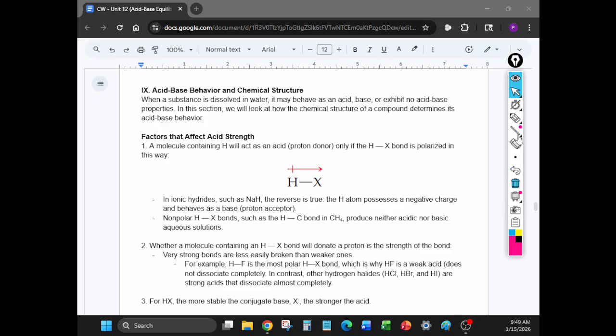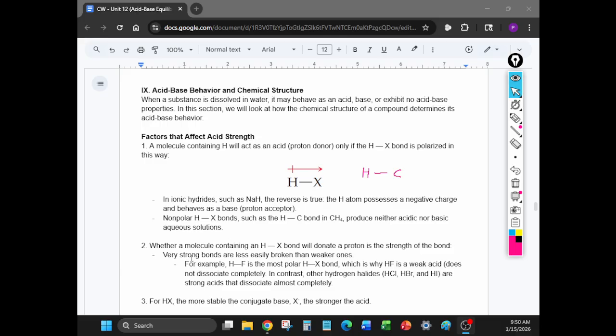If you have a bond where it's not very polar, for example, a hydrogen and carbon bond, carbon and hydrogen have very similar electronegativity. And since they have very similar electronegativity, this is a non-polar bond. Since it is a non-polar bond, the hydrogen is not going to be ionizable. And so that's why if you have hydrogen bonded to a carbon or something with a very similar electronegativity to itself, it is not going to ionize very well.